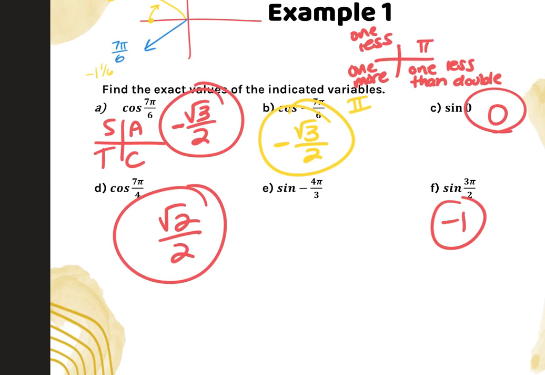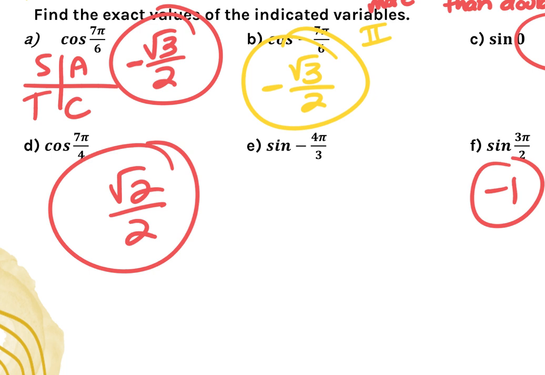All right, so go to E. Let's do the angle first. I mean the coordinate point first. What's the coordinate point at pi over 3? Well, what's the coordinate point? 1/2, root 3 over 2. Okay. So which part of that's your sine? The y, root 3 over 2.